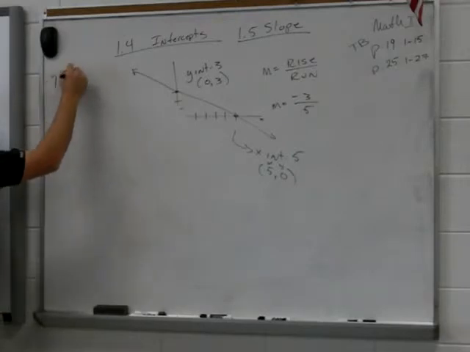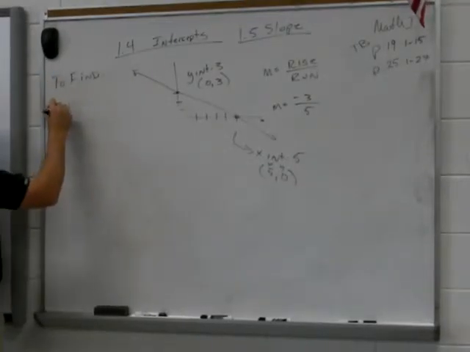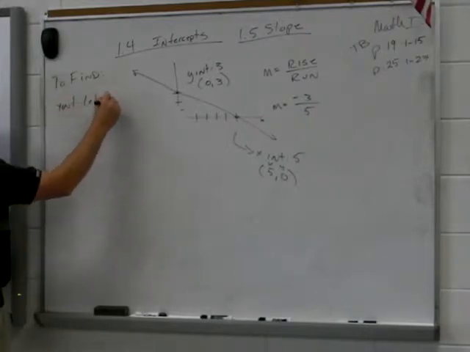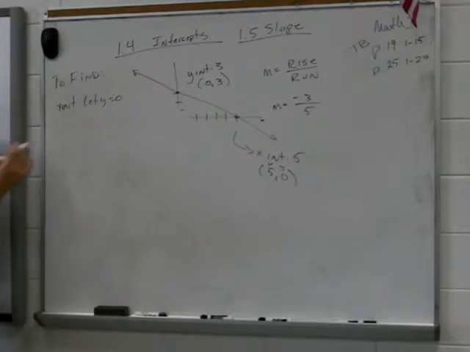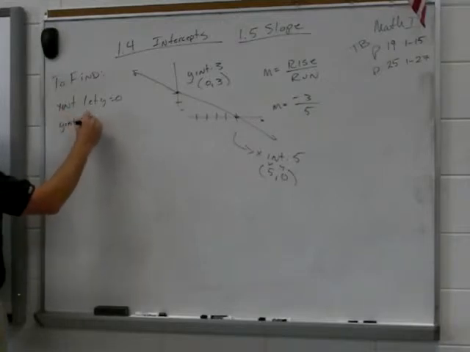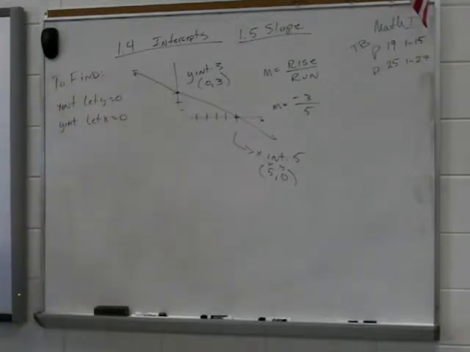To find the x-intercept, let y equal 0. That's always the case. In order to find the x-intercept, you let y equal 0. In order to find the y-intercept, what do you do? You let x equal 0. Write that down. No particular order, write that down.